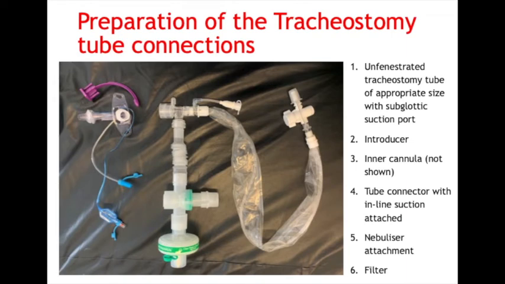This slide shows the connections of the tracheostomy tube that need to be prepared prior to tube exchange. An appropriately sized unfenestrated tracheostomy tube with a subglottic suction port, together with an inner cannula not shown on this slide.